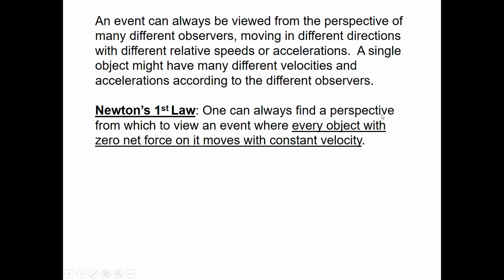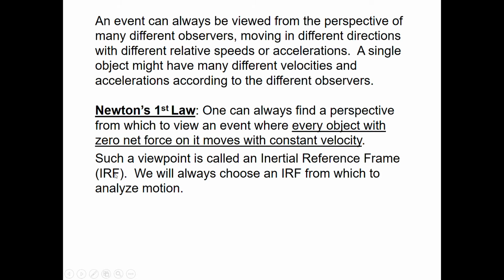So I ask myself the question, if there's zero net force on it, does it move with constant velocity? And if so, then that's some evidence that I'm viewing it from the point of view of an inertial reference frame. And that's what we're going to call this kind of viewpoint: a viewpoint from which every object with zero net force on it, when you add all the forces, they either cancel out or there's no forces, then there's nothing to cancel, it's just zero force on it, moves with constant velocity, and that's true for every object. We'll call such a viewpoint an inertial reference frame.